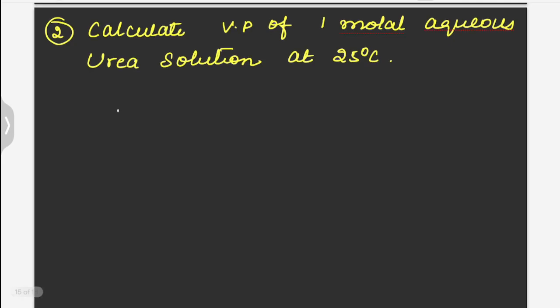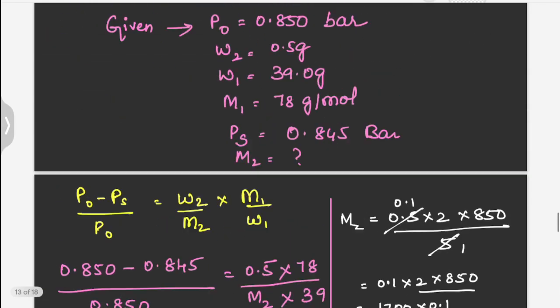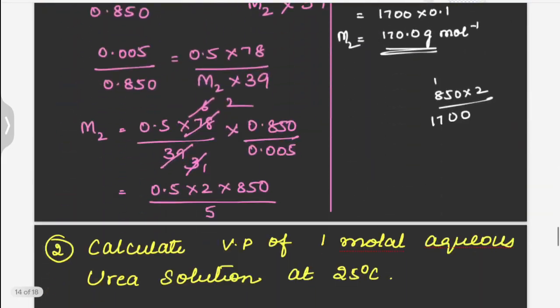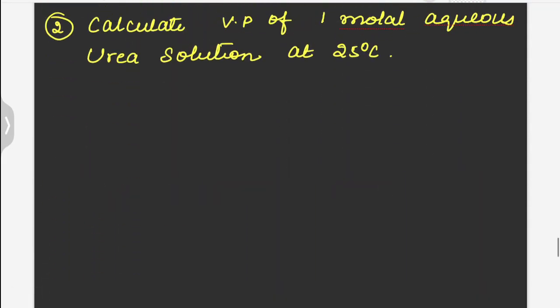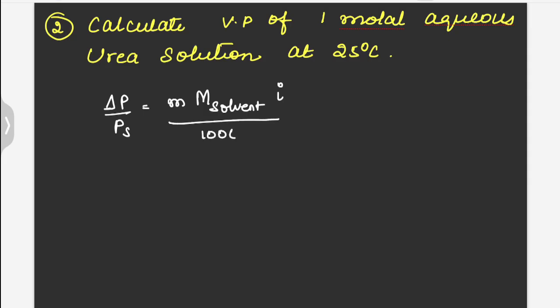So the formula we are going to use here, let me write the same formula that I have given here: (P naught minus PS) by PS, that is delta P by PS, is equal to molality into molar mass of solvent into i, the Van 't Hoff factor, divided by 1000. Delta P is nothing but P naught minus PS, divided by PS is equal to molality.